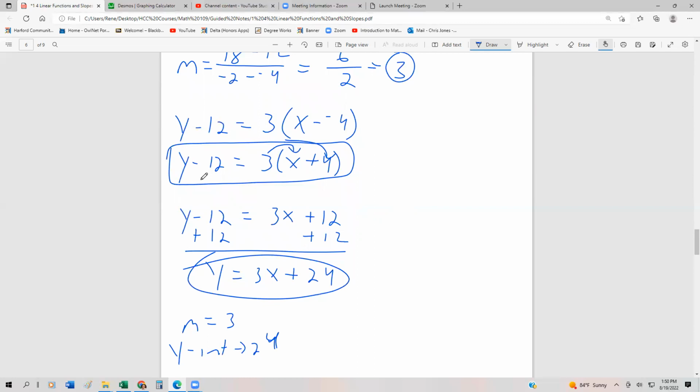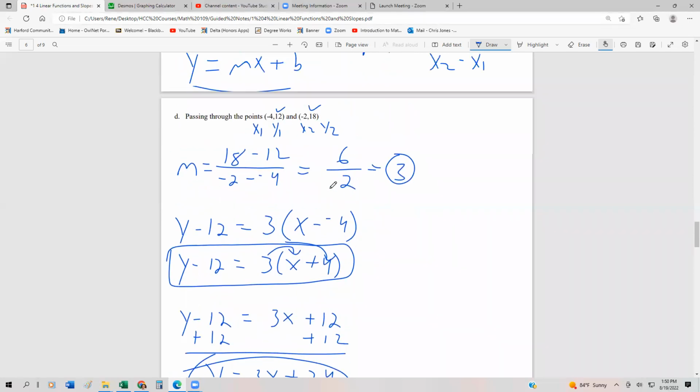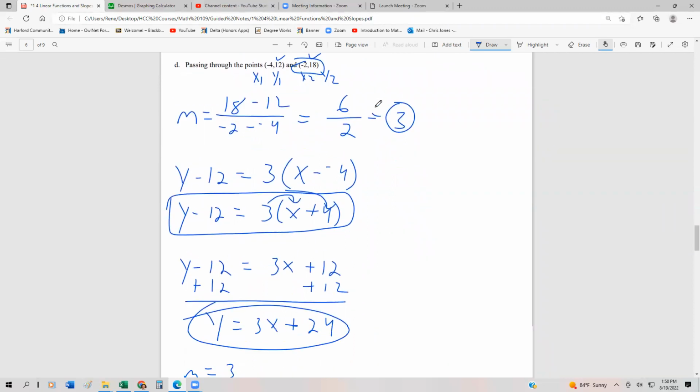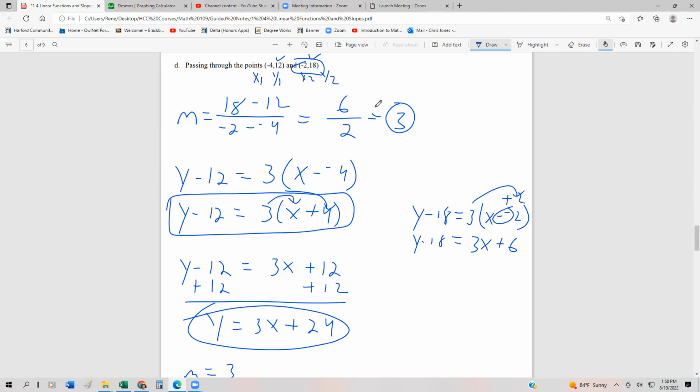Just really quickly, I want to show you that it doesn't matter which point you use. So let's say, for instance, we use this point instead. So we would say y minus 18 equals 3 times (x minus -2). And then that would become y minus 18 equals 3x plus 6, because this would become a plus 2, and 3 times 2 is 6. And then we would add 18 to both sides. And it would still give us y equals 3x plus 24, no matter what, right?